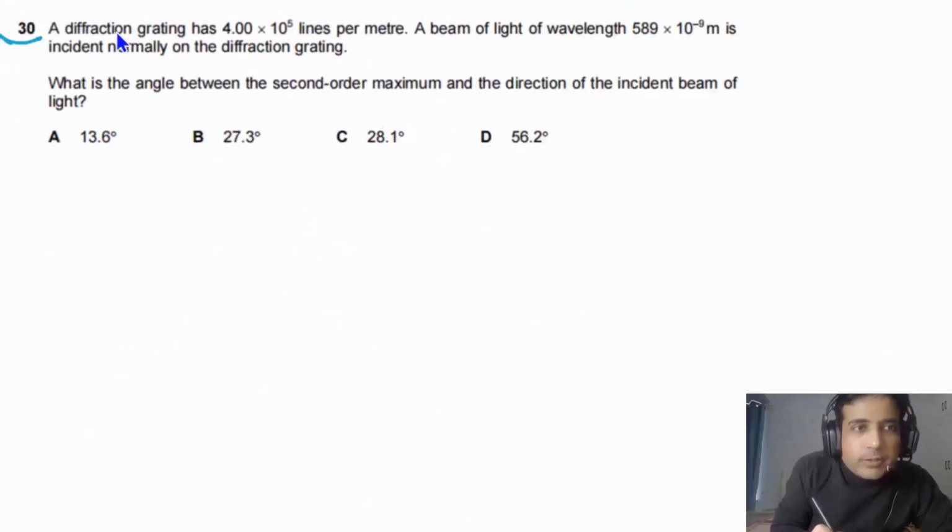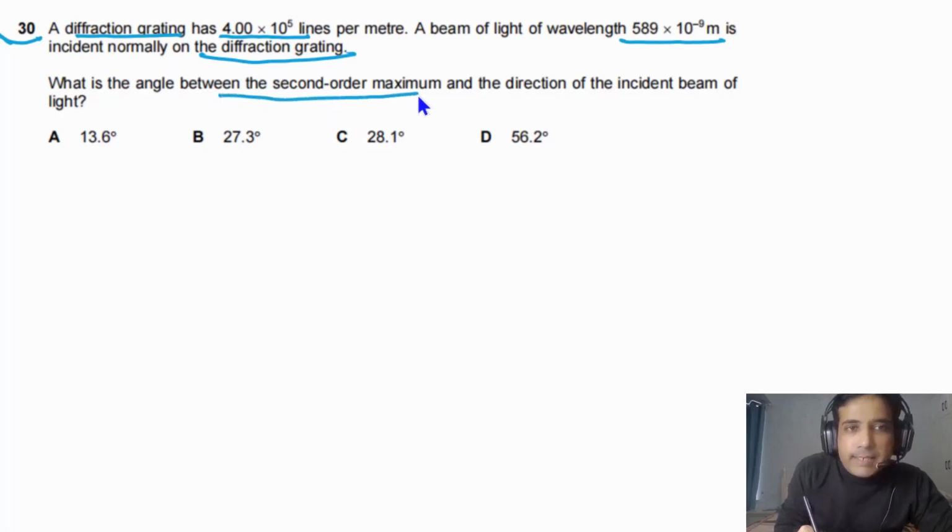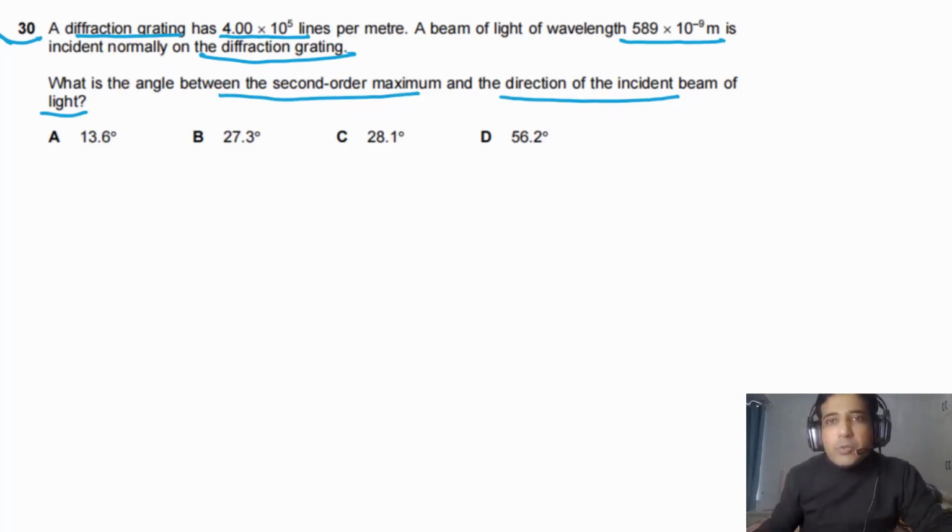For question number 30, it is given to us a diffraction grating has 4.00 times 10 to 5 lines per meter. A beam of light of wavelength 589 times 10 to minus 9 meters is incident normally on the diffraction grating. What is the angle between the second order maximum and direction of incident beam of light? So this is a typical question about diffraction grating. Let's try to sketch and figure out how we can answer this.